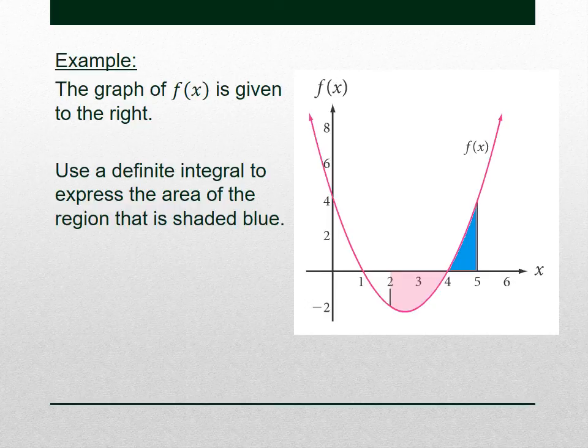So what is that? Well, that's the area between the graph and the x-axis starting at 4 and ending at 5. So that'll be the definite integral from 4 to 5 of f of x. And that'll give us the area of that shaded blue region.